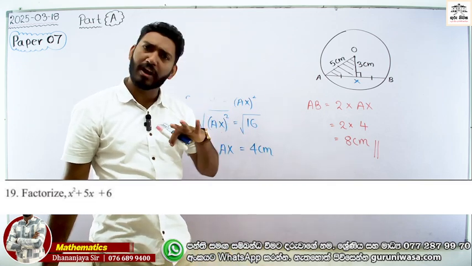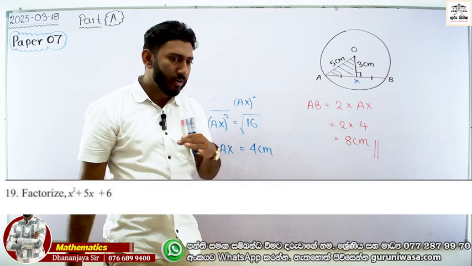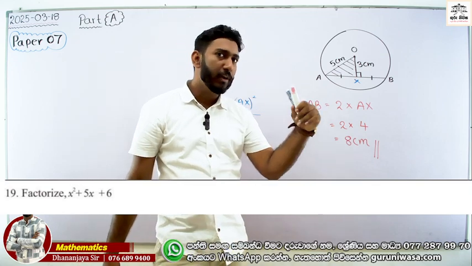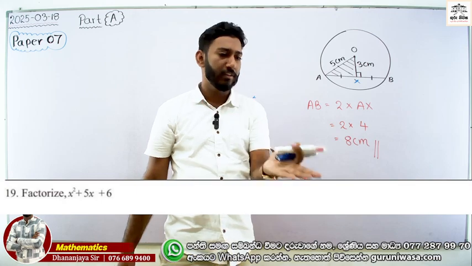And in this one, there are no common factors. There is no difference between two squares. Therefore, this one becomes a trinomial. There are 3 terms.